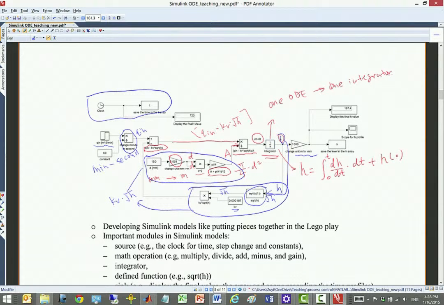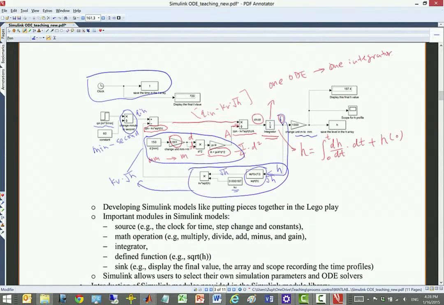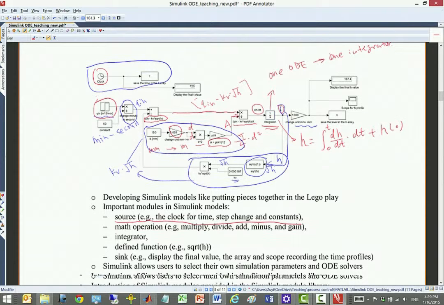So you could see in this diagram that there are some important modules in Simulink. The source means, for example, this is the source time, the clock time, and here the Q in, and for example the step change in the Q in, right? And also a constant, and there are a lot of constant parameters here, right? These parameters.